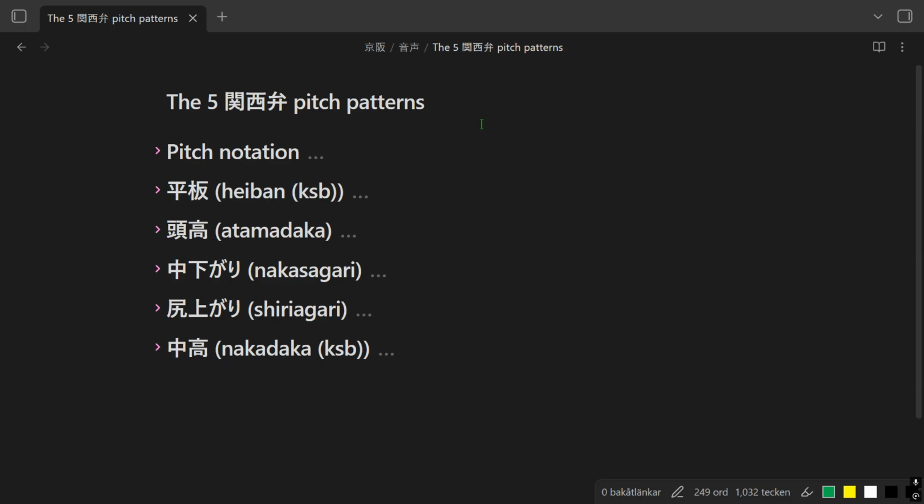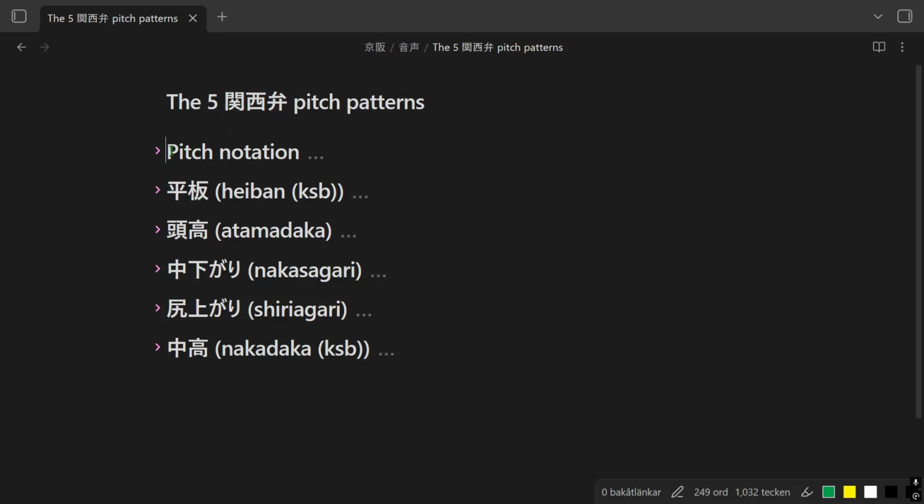Today I thought I would talk a little bit about the 5 pitch patterns that are used in Kansai Ben. I've seen a lot of content about standard Japanese and the standard Japanese pitch patterns, but I haven't really seen a lot of English content explaining the 5 patterns in Kansai Ben.